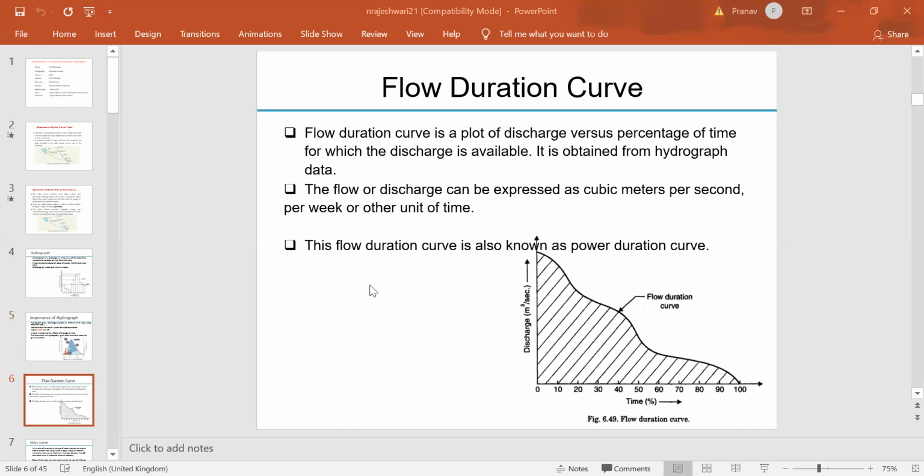And coming to the flow duration curve. The flow duration curve is a plot of discharge versus percentage of time for which the discharge is available. It is obtained from hydrograph data. The flow or discharge can be expressed as cubic meters per second per week or other unit of time. This flow duration curve is a plot between the discharge versus percentage of time. And this flow duration curve is also known as power duration curve.